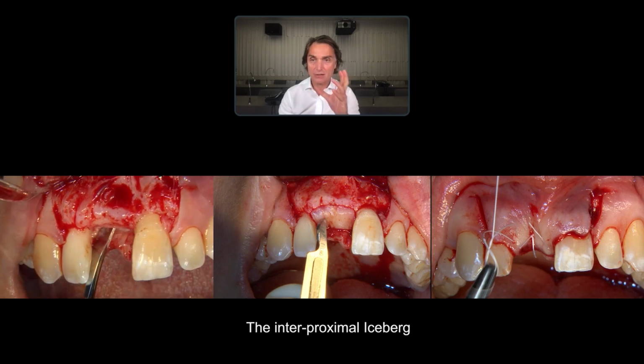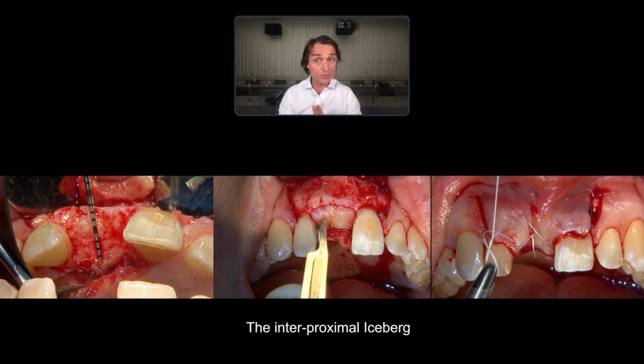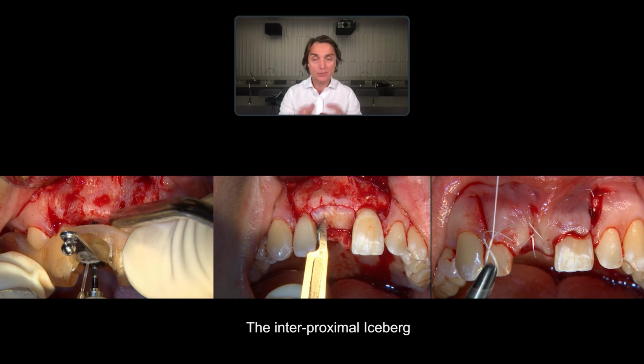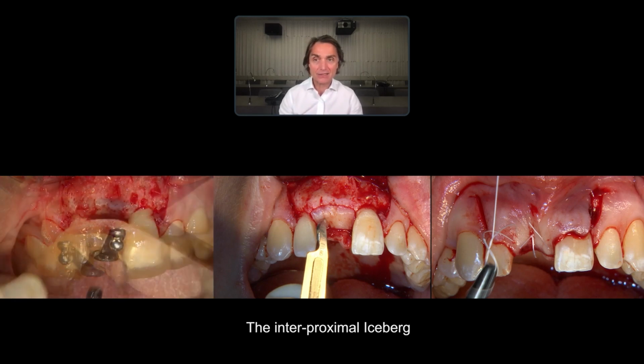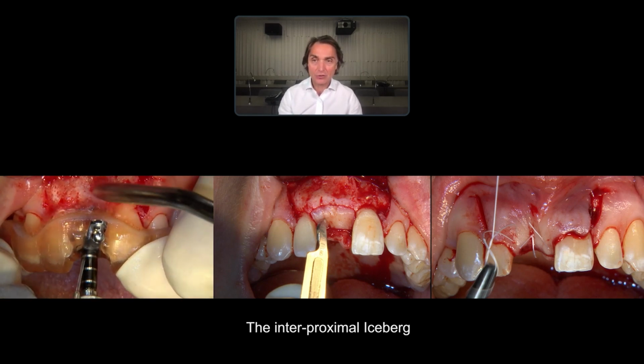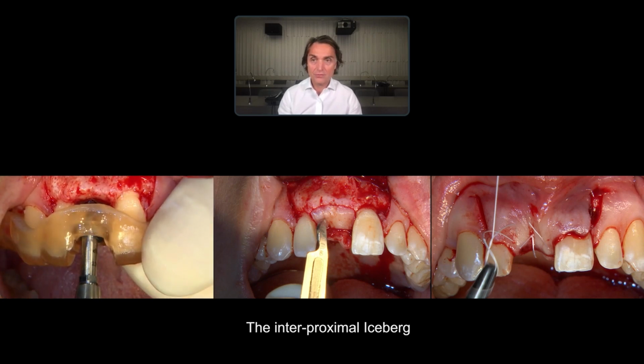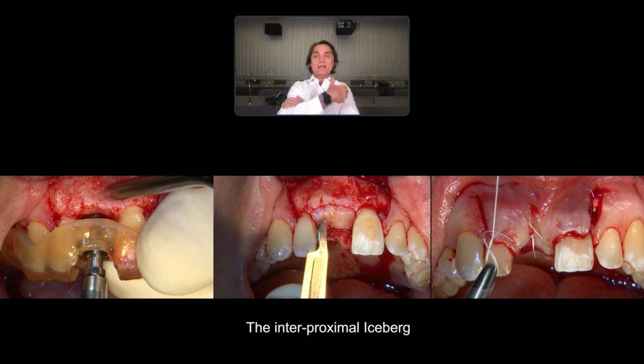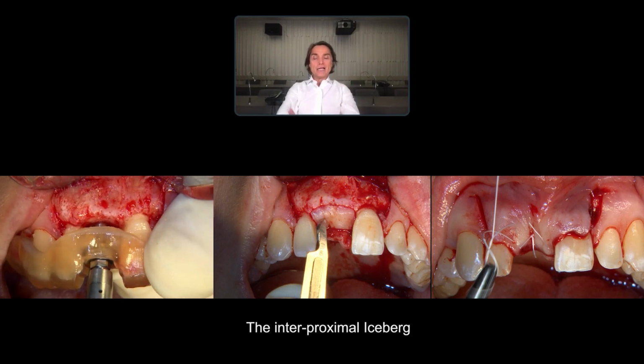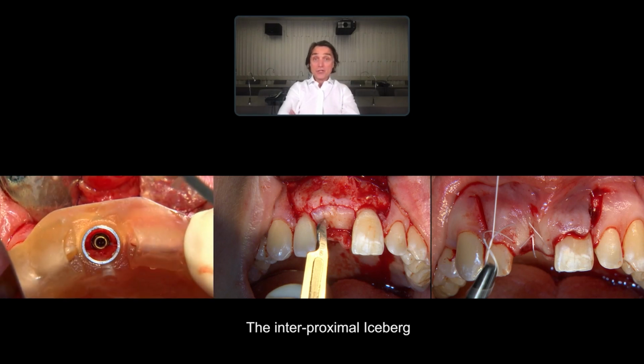There's the buccal bone, there's the lingual bone, and the interproximal bone on the root, except the bony peak. Now we placed an implant, and you can see here the surgical guide, and we recognize that we're missing a little bit of the bony peak, yes, but maybe we can do that with a different type of connective tissue graft now.